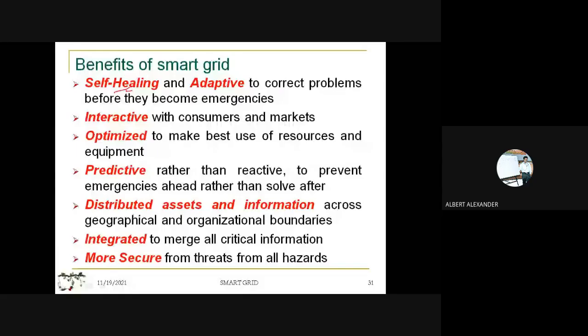And also it will interact with the consumers and the markets. How to explain this? Let me come back to my blank slide. Where can I show this?